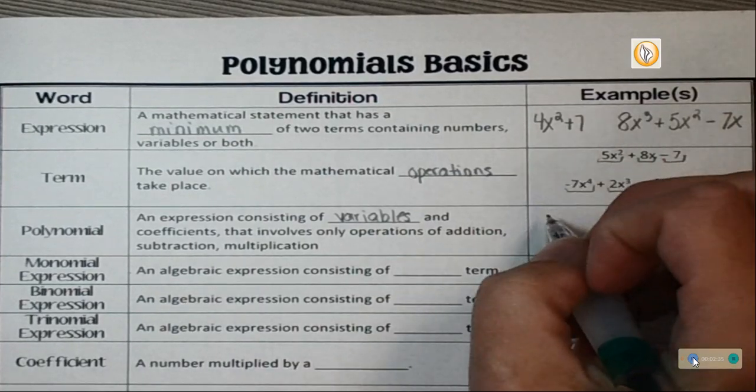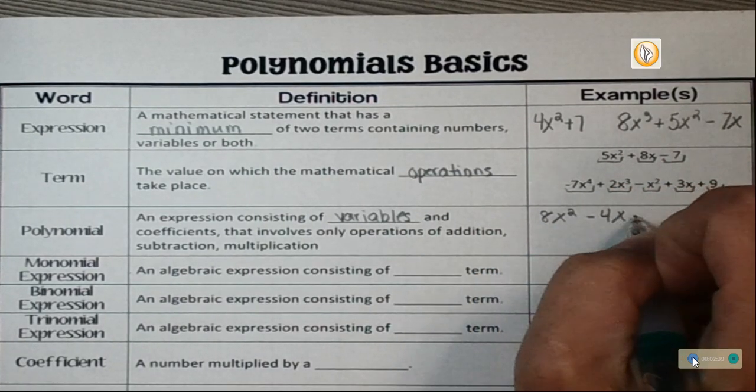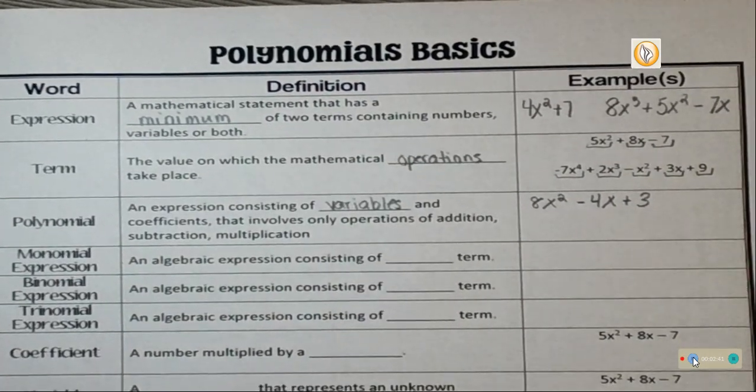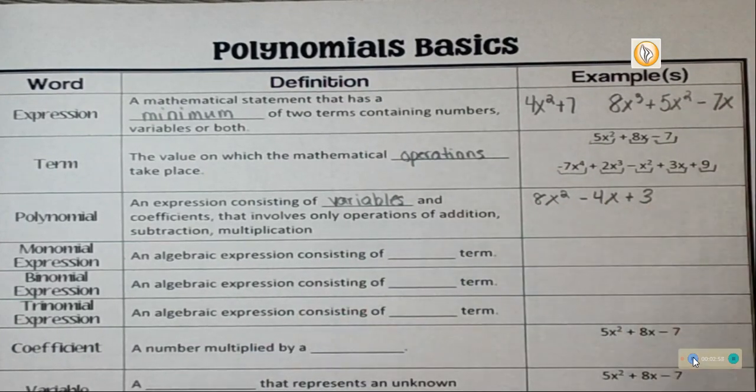So let's make one up. 8x squared minus 4x plus 3. That's a polynomial. Anybody know what I could call that since it has 3 terms? Trinomial. Okay, very good. That's one thing that we're going to be doing today is you're going to be classifying by how many terms they have and the degree. All right, so that's a trinomial.